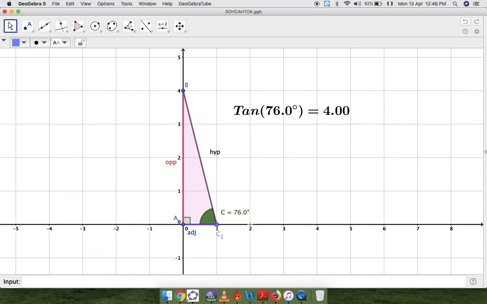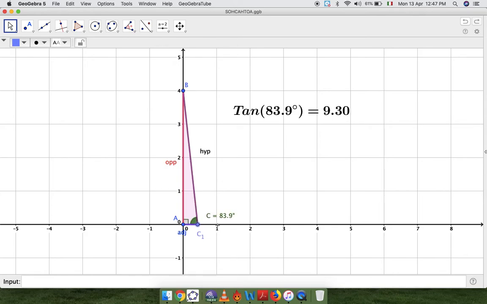Look at that. At 76 degrees, right? The opposite side is still 4, but the adjacent is 1. Or the opposite side is 4 times larger, 4 times as big as the adjacent side. 4 in comparison to 1 is 4. Remember, it's a ratio. It's a comparison. And I'm going to get closer.